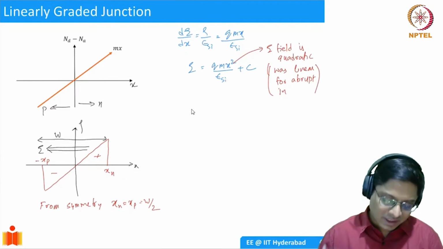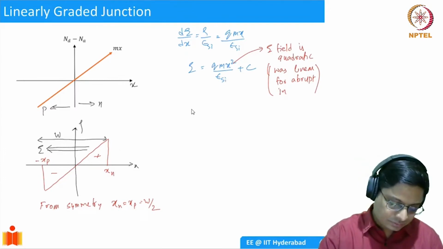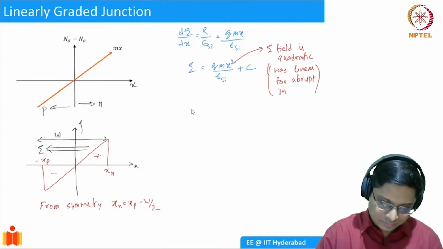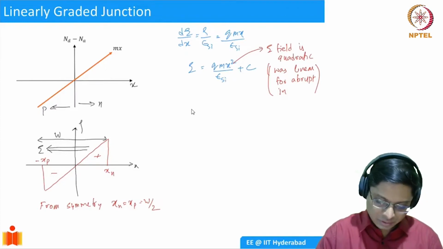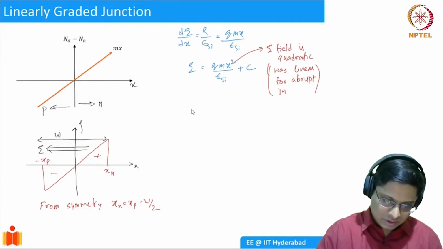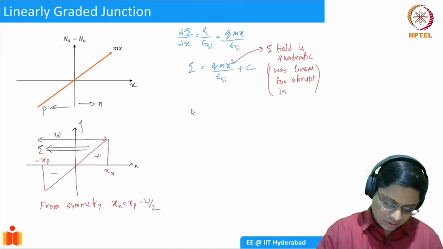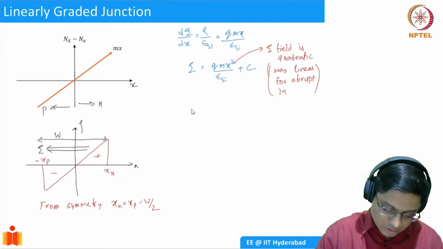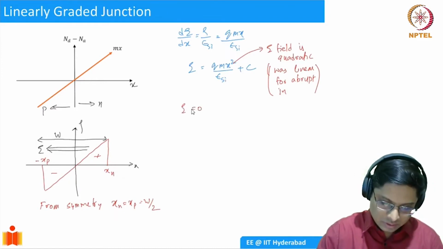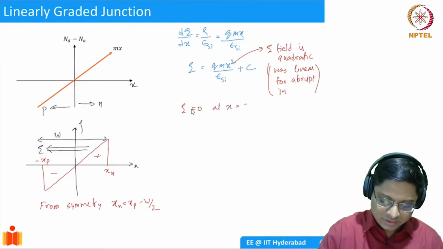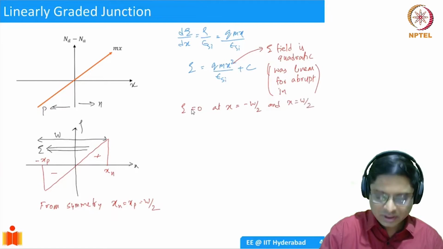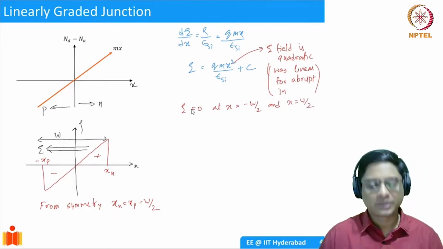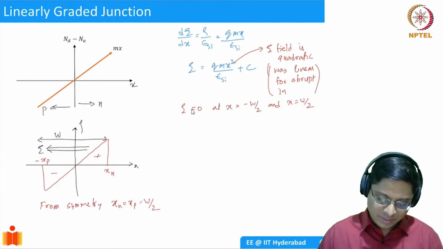Okay, so what will be the electric field now? Since I have to make it zero, E equal to 0 at x equal to minus W by 2 and x equal to W by 2. At both these points, it has to be 0. How do we make sure that this happens?